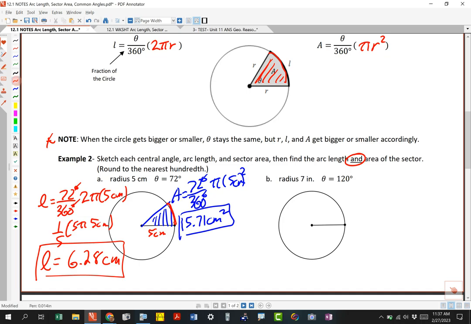Okay. Would you do the arc length for this one and the area for this one? I'm going to freeze this. You get your answer round to the nearest hundredth. Go.